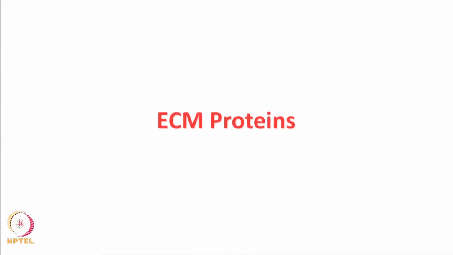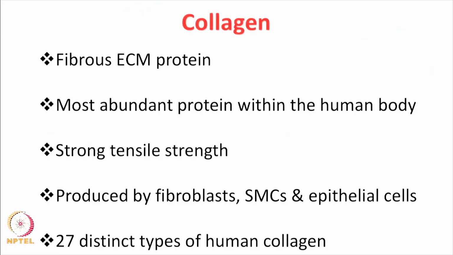Okay. So, I will now go and discuss some of the ECM proteins which are of key essence in directing behavior of cells, and the most important of them is collagen. Collagen is a fibrous ECM protein, it is the most abundant protein within the human body. It has strong tensile strength, it is produced by fibroblasts, smooth muscle cells and epithelial cells, and you have 27 distinct types of human collagen.